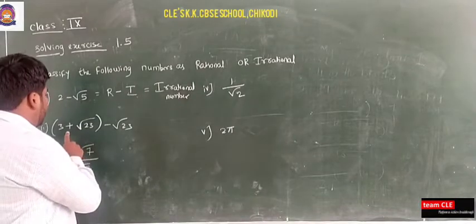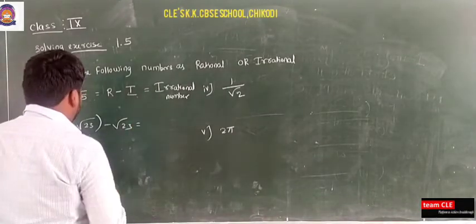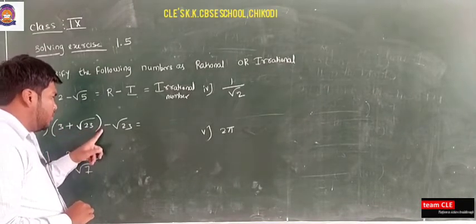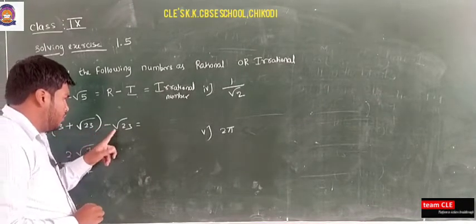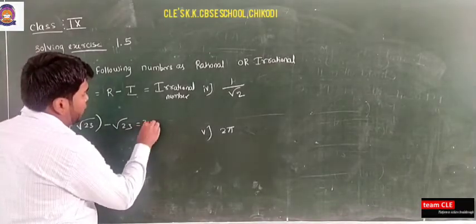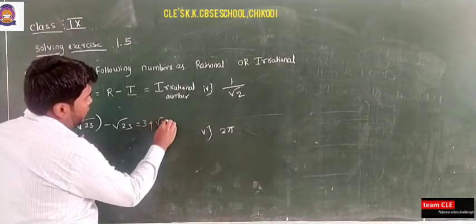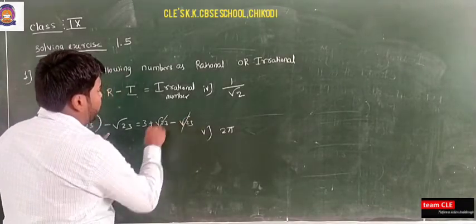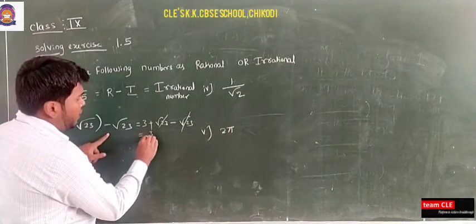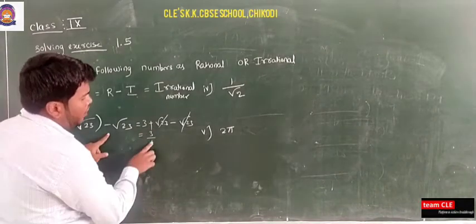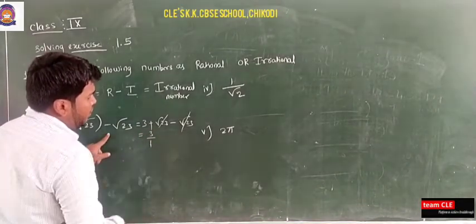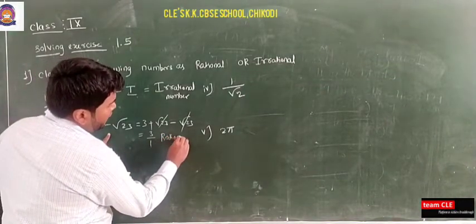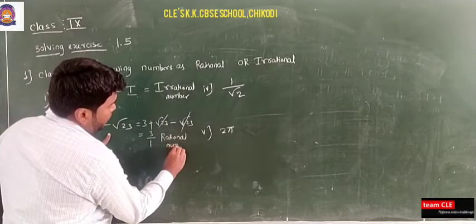Now see this one, 3 plus root 23, minus root 23. First I will remove the brackets: 3 plus root 23 minus root 23. Root 23 gets cancelled, so the remaining is 3. 3 can be expressed in the form p by q because 1 is hidden, so 3 by 1. So this is a rational number.